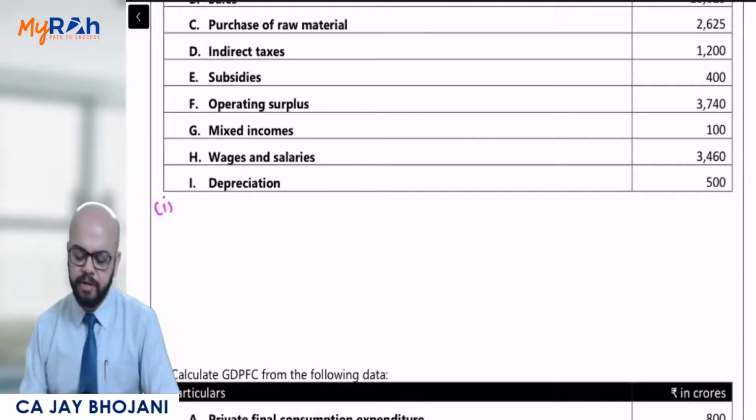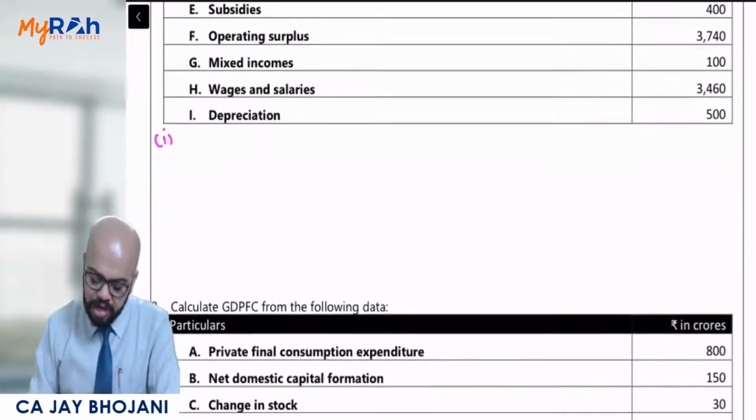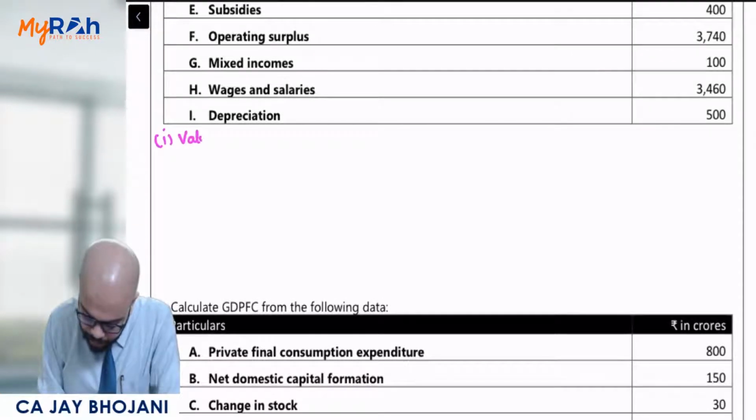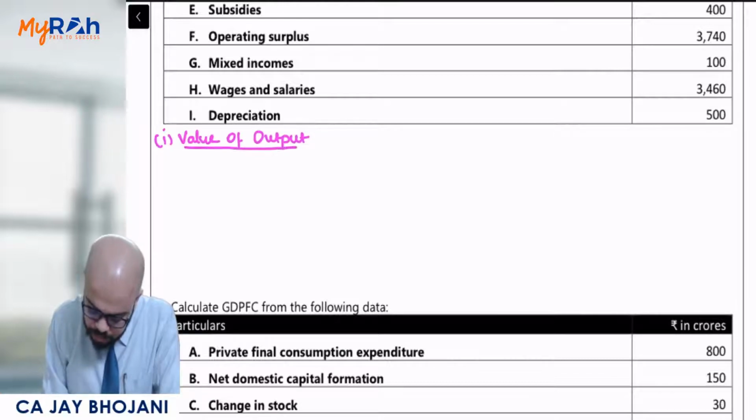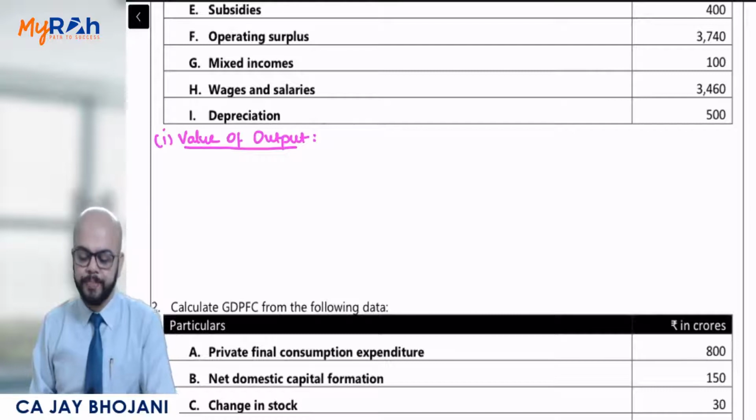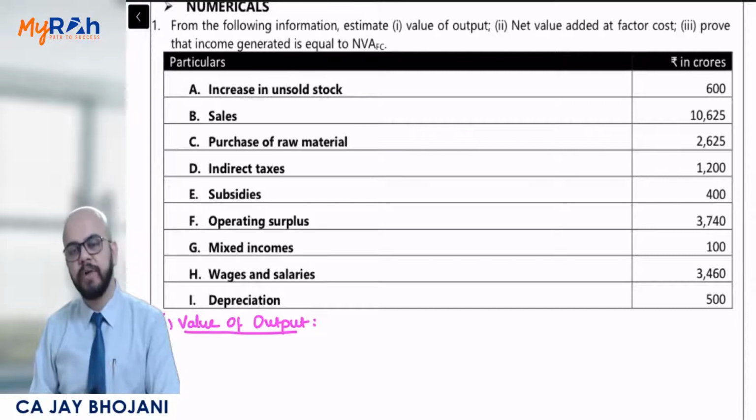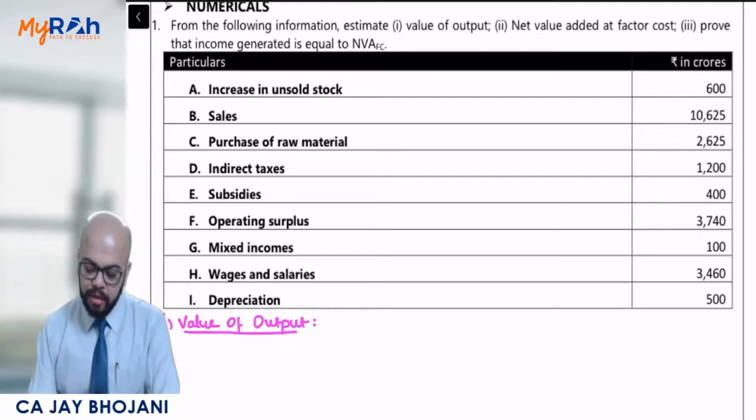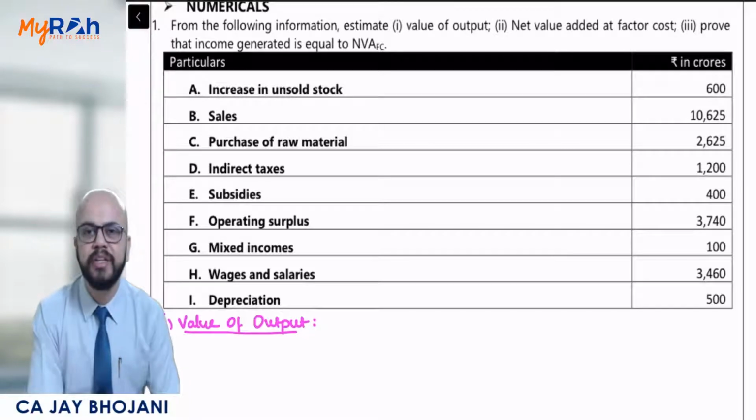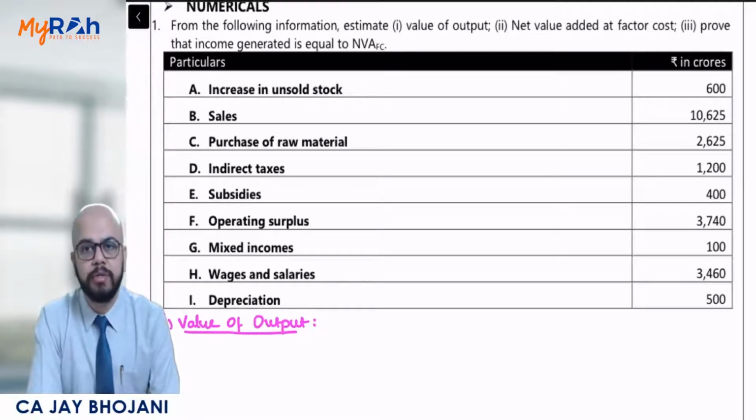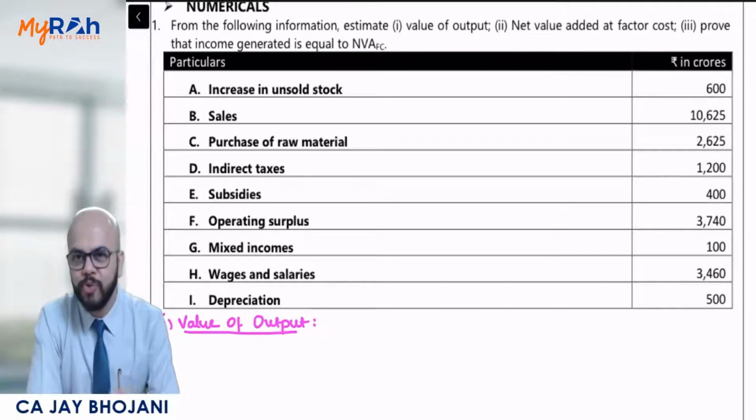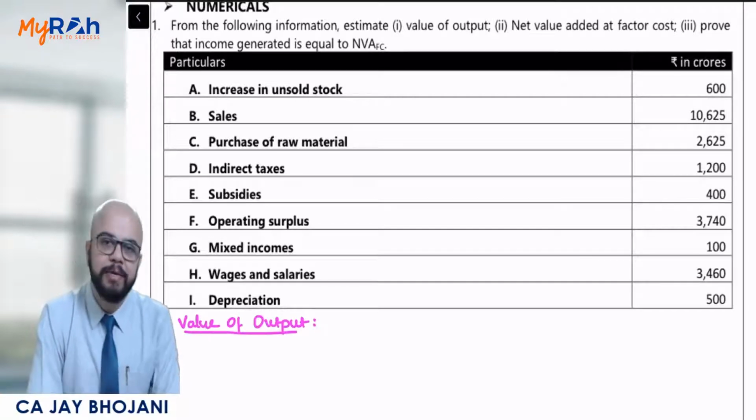Answer to the first part. What is the first part? First part is asking us to calculate value of output. Now, how do I find value of output from the details given? See, if you remember, value of output as we discussed was sales plus change in stock, or sales plus closing stock minus opening stock, right? We can use that particular logic here.